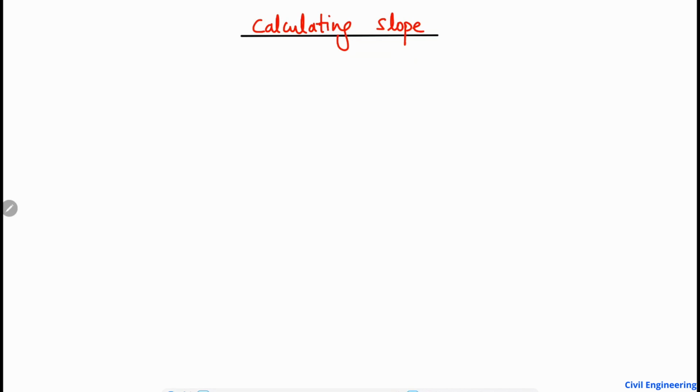In today's lecture, we are going to find out the slope, and we are going to discuss how to calculate the slope of a road surface or any drainage surface. I will explain this topic with the help of an example so it will be easier to understand.